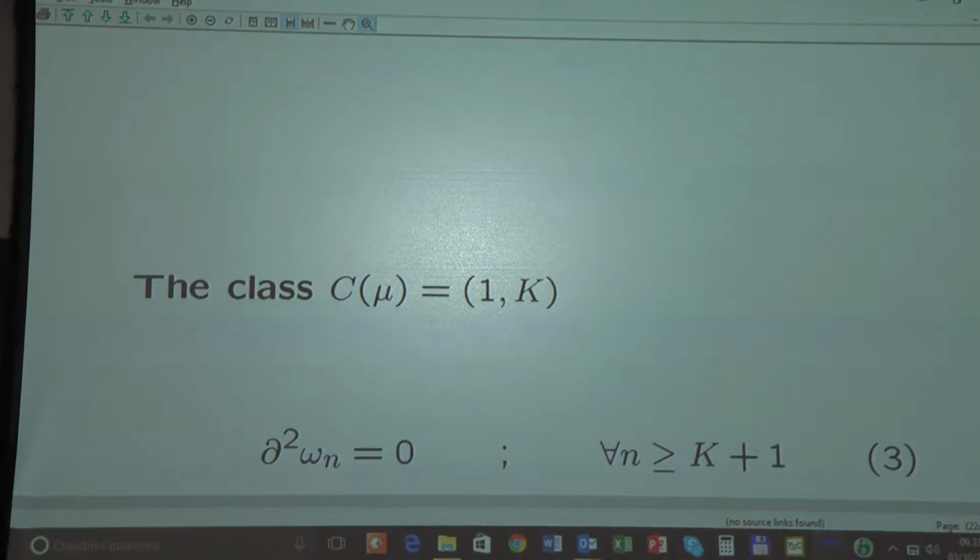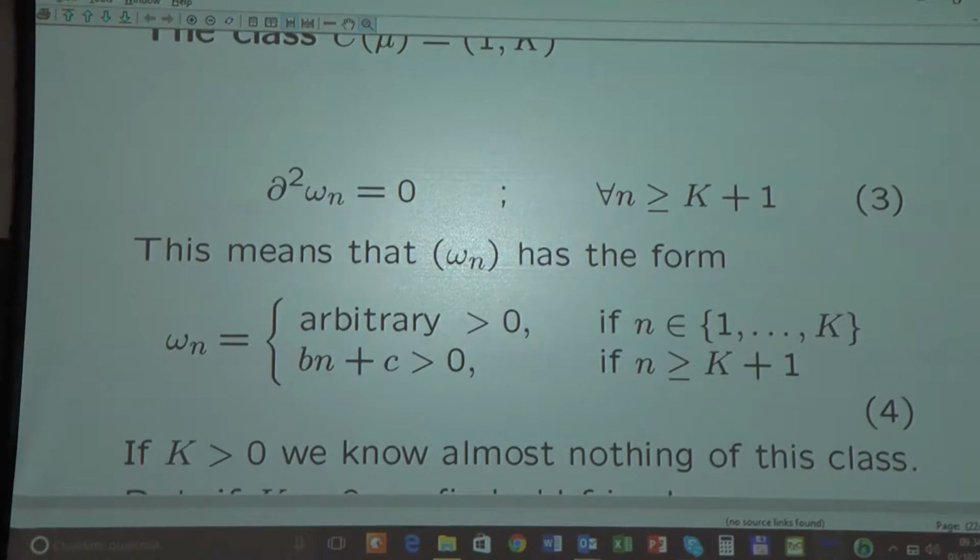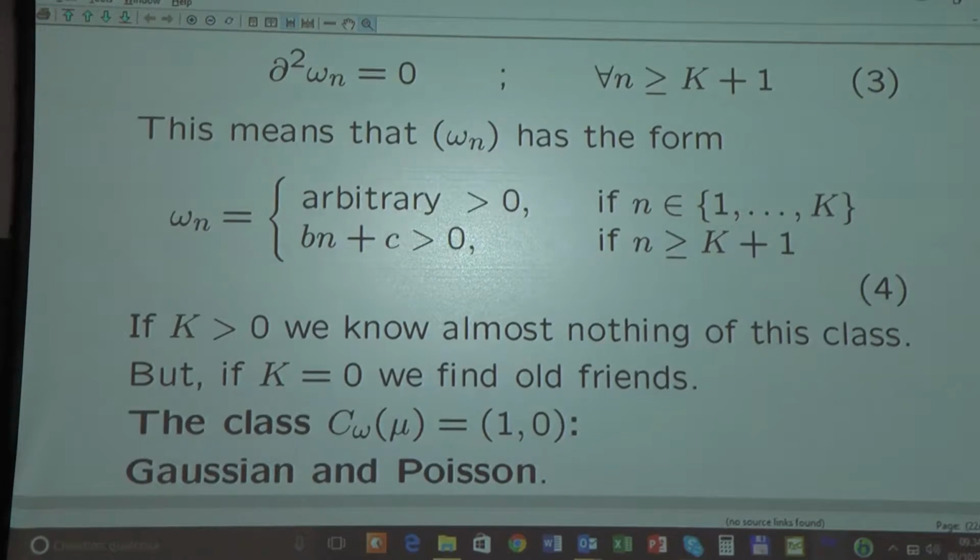More interesting is the class 1,K, because 1,K means that you have a second order difference equation. For a second order difference equation, the general solution means that omega n is Bn plus C. And of course, it must be positive, so there are some constraints that you can easily compute. These constraints are very interesting when you classify finitely supported measures, but I will not discuss this. What is interesting is that if you take 1, 0, so the difference equation is valid from 0, you get both Gauss and Poisson.